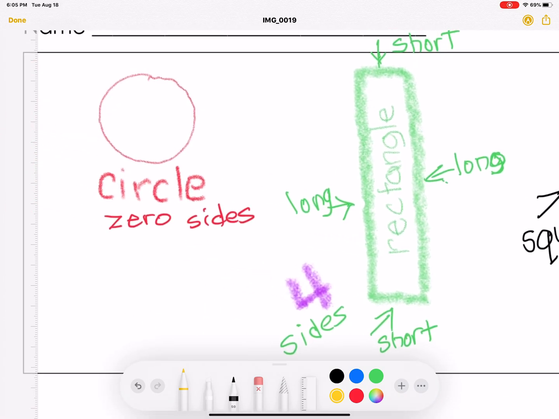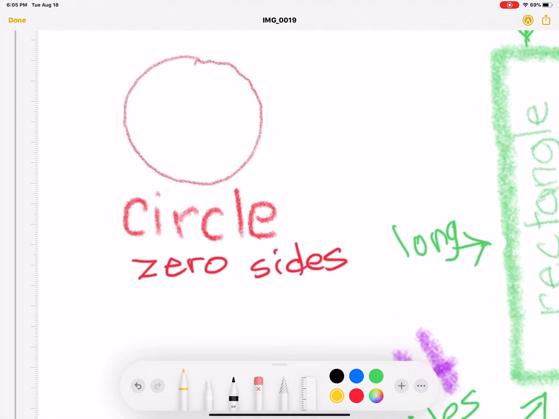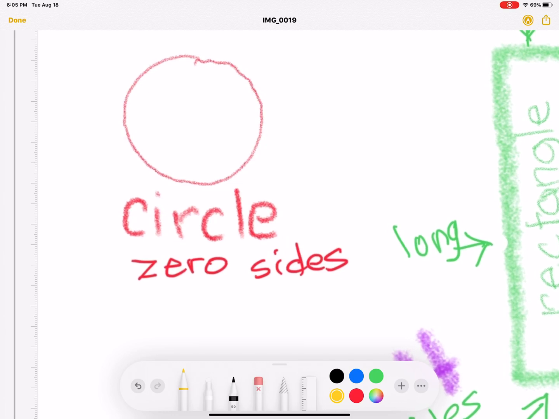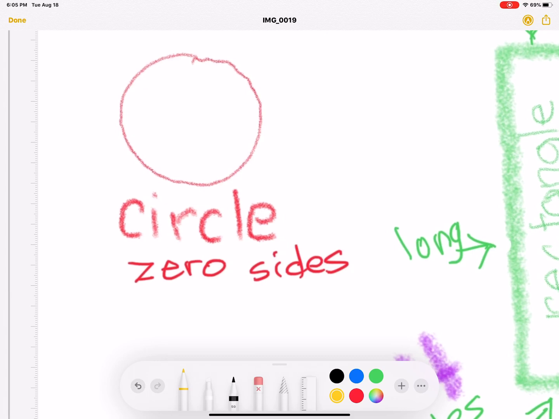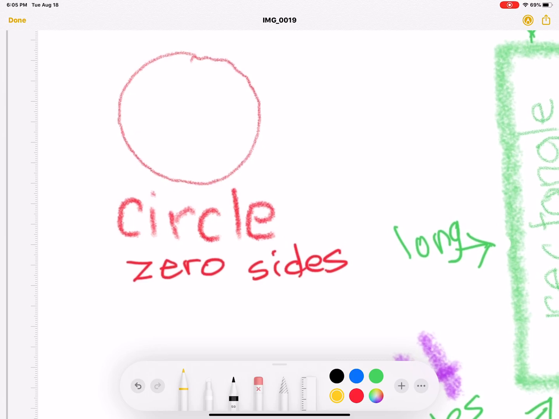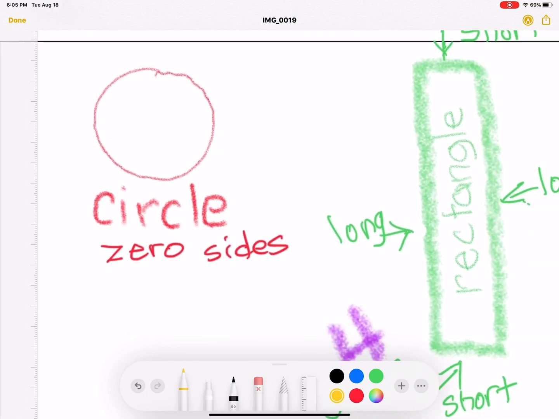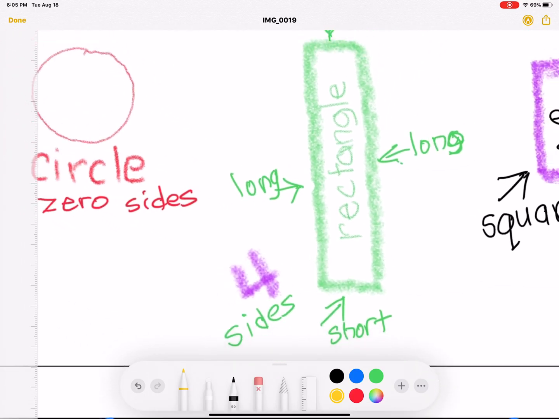So here we have the circle, and it's labeled 0 sides. Yeah, and it was handwritten. The number 0. Yeah, interesting. So you could do that. You could write digits like that, 0. It's a more advanced thing. You don't have to, but you could work on that.